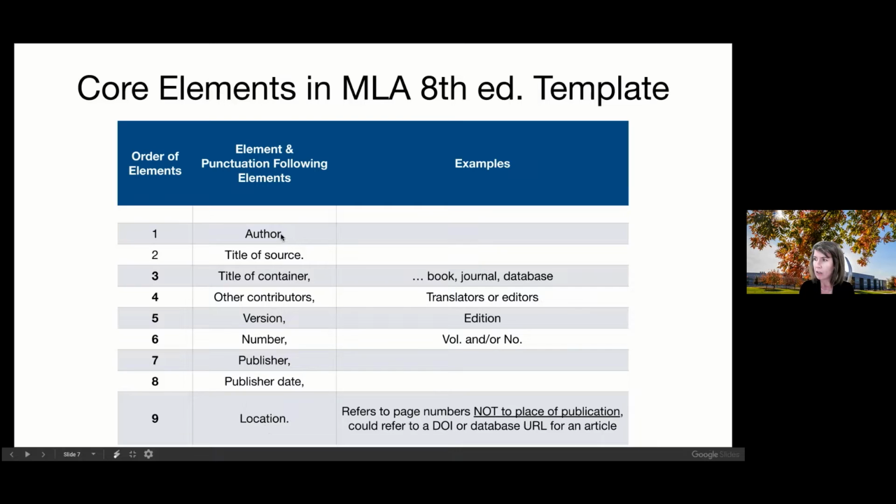The other thing that it tells you with the elements is the punctuation following each element. So after your author, you put a period. After the title of a source, you put a period. And then all of these ones in between are followed by a comma. And then after location is a period. Now, if there actually wasn't a location, you would move your period to the final element. So that's the order of the elements, and we're going to be using this in building our citations. So this is a real departure from what they did in the past, but this is the pattern that we're going to be using.